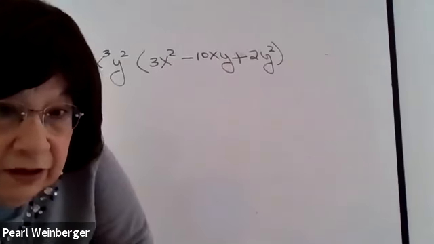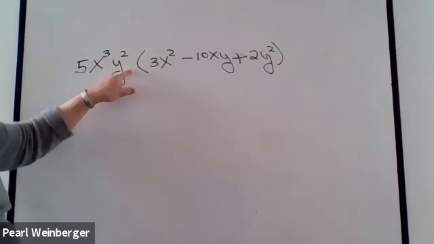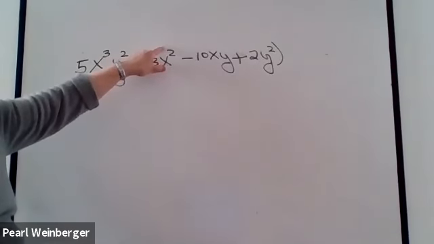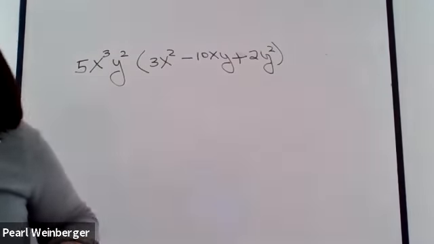I'm here, Professor. Is the y to the second part of the 5x cubed? 5x to the third, right? So 5x to the third y to the second, 3x to the second minus 10xy plus 2y to the second. So I will have to multiply the 2y to the second times 2y to the second, right? Okay, Stacia's well ahead of the game.